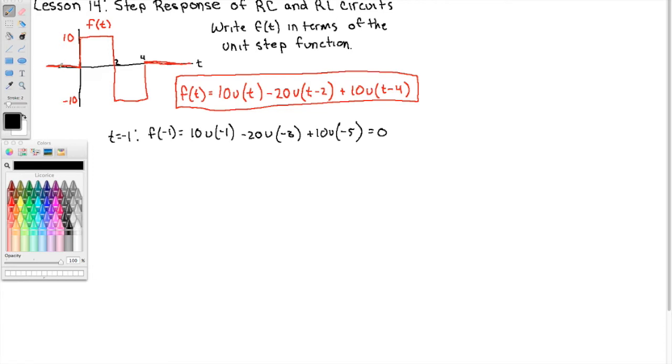That's this piece. Now let's try this piece. So I'll conveniently plug in t equals 1.